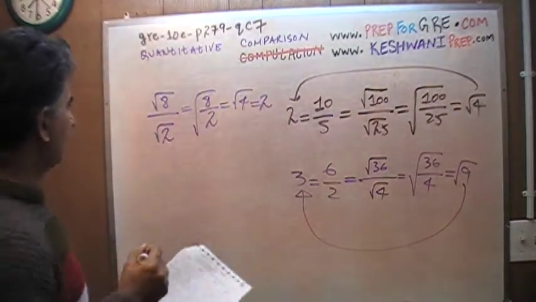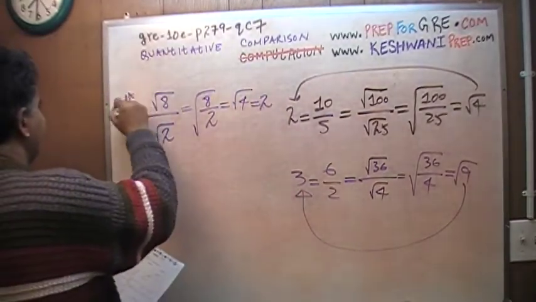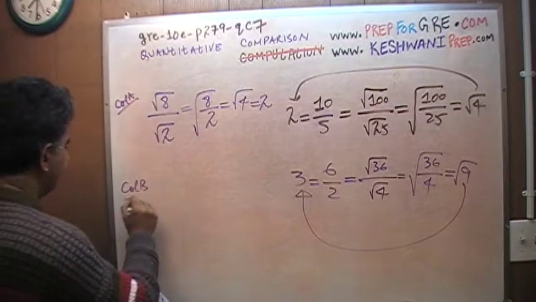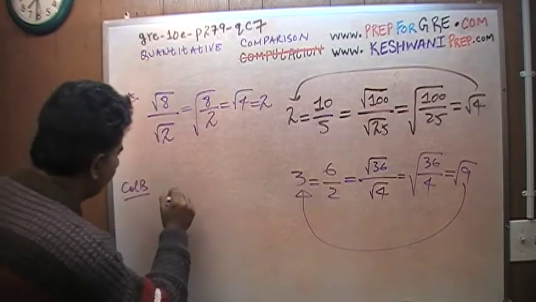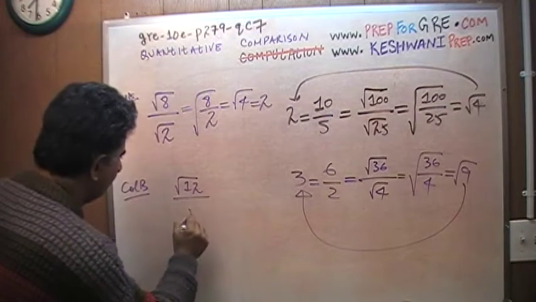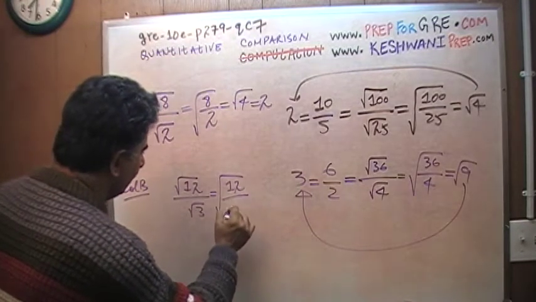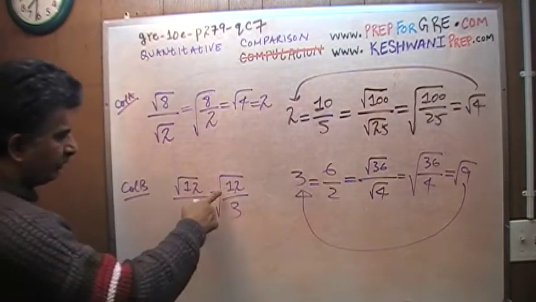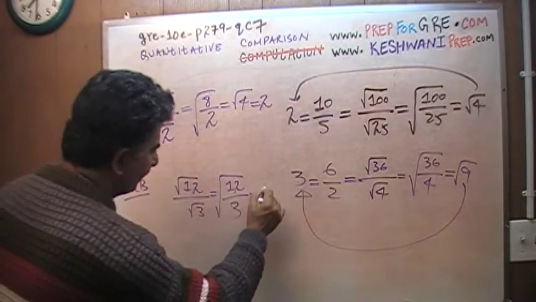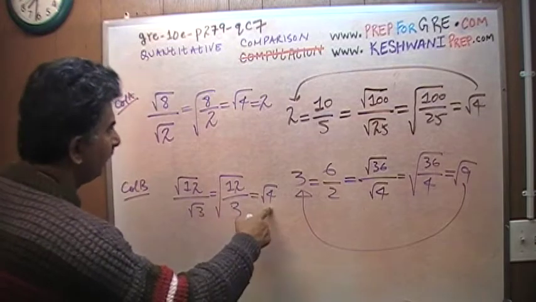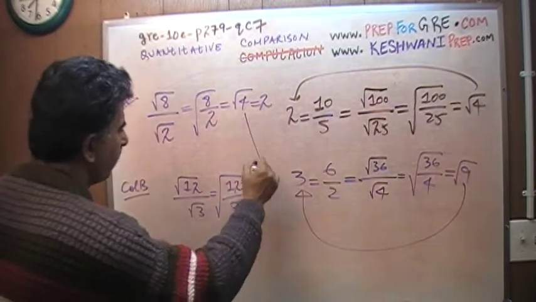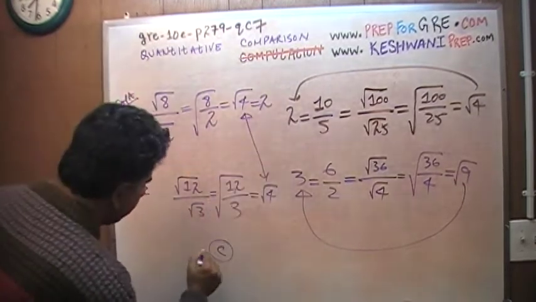And what do we have in the second column? So this is our column A. Column B we have the square root of 12 over square root of 3. Again, put them together. Square root of 12 over square root of 3 is the same as square root of 12 over 3, which is the same as square root of 4, because 12 divided by 3 is 4, which of course we have here. The answer is C.